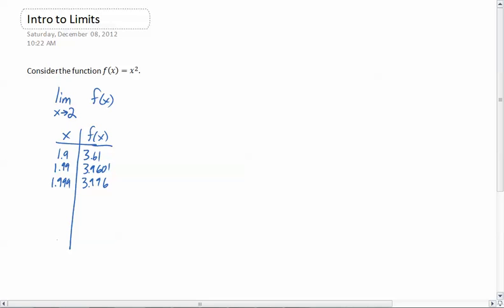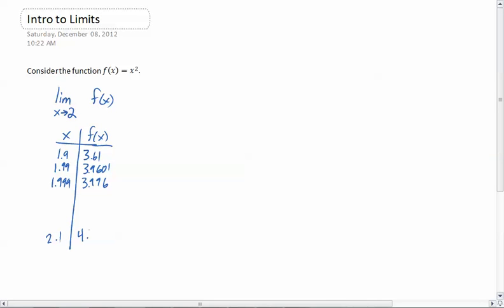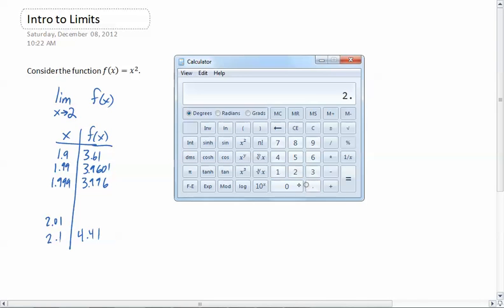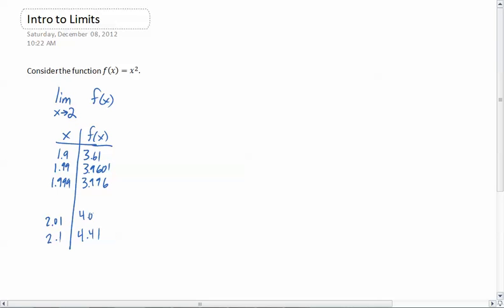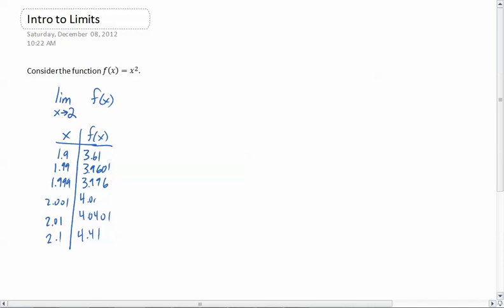Okay, now we've done it from the left side, and we're going to do it from the right side. So on the right side, we're going to start at maybe 2.1. And so I'll go 2.1 squared, which is 4.41. And then we'll go 2.01, because I'm getting a little bit closer to 2 there, so 4.0401. And then we'll go 2.001, so getting even closer to 2 from the right side, because we're looking at x values, so 4.004. So you can tell we're getting closer and closer to 4 right here in the middle. Now, you can see that by observation.